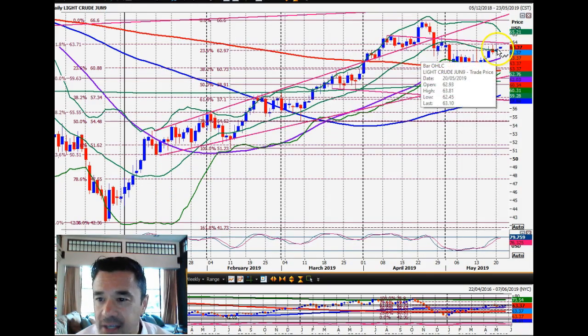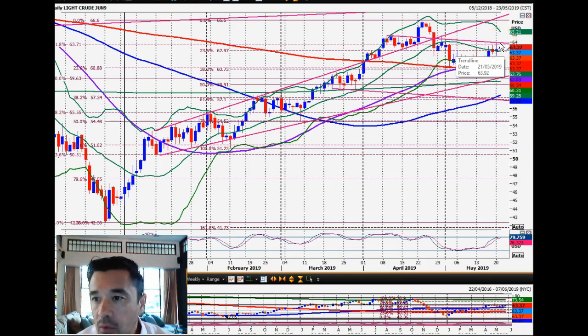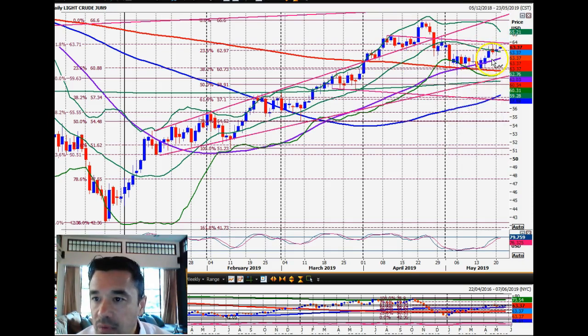WTI crude oil edging higher, got to 63.81. I did suggest that $64 area would be strong resistance. So you can see that as we've rallied in the last 3 days, we've got long upper wicks on the candles. So sellers are coming in there. Aggressive sellers are coming in on each rally and pushing the market down. So I think eventually we will turn lower and retest that 60.90, 60.70 important support area.